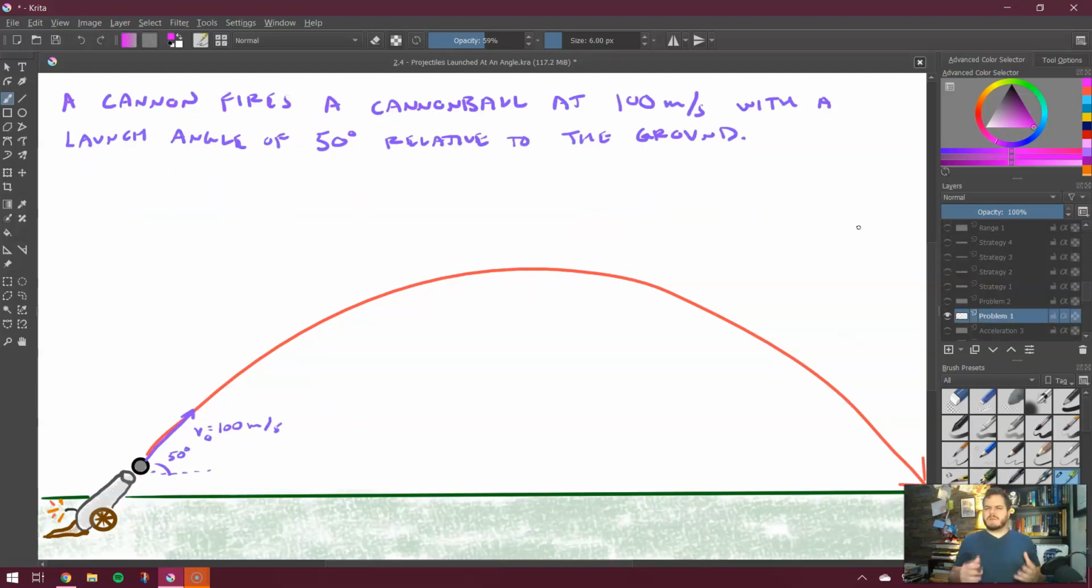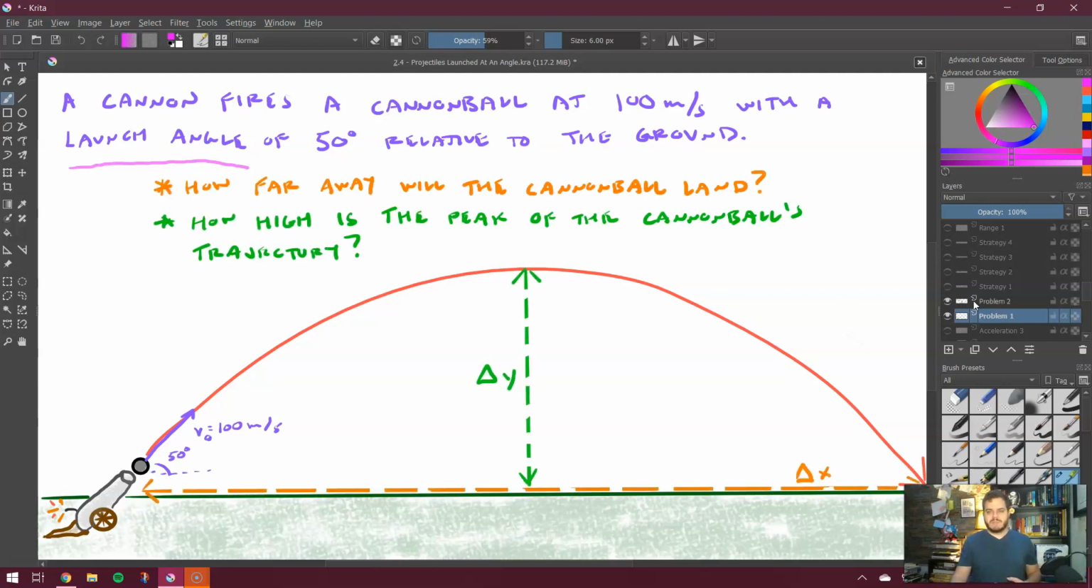So just like how we learned about horizontal projectiles, let's look at a problem and discuss a strategy we can use to solve it. So a cannon fires a cannonball at 100 meters per second, as we can see with V0 here, with a launch angle. So when we say launch angle, what we're really saying is this angle with the horizontal. It's basically how much the cannon is tilted up when it is fired, of 50 degrees relative to the ground. So we have 50 degrees here, 100 meters per second. And the questions we want to answer are, how far away will the cannonball land from the cannon? And how high is the peak of the cannonball's trajectory? In other words, we want to know the total delta x, and we want to know delta y specifically at the top. How high does the cannonball go?